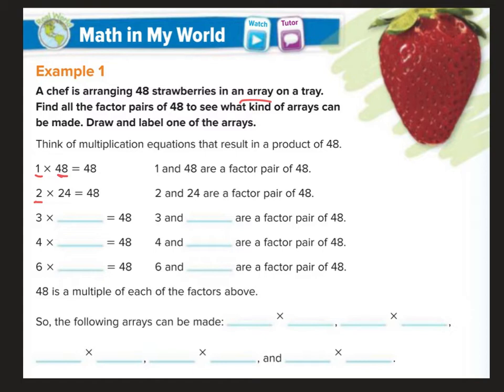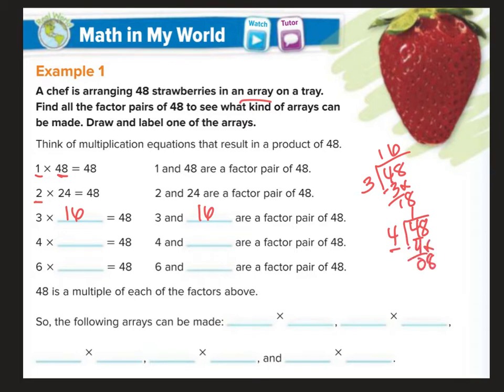About 3. Does 3 go into 48? Well, how could I figure that out? I could divide. 48 divided by 3. 4 divided by 3 is 1. 18 divided by 3 is 6. So 16. 3 goes into 48, so 3 and 16 are a factor pair. 48. Hopefully you're seeing this quick. 4 divided by 4 is 1. 8 divided by 4 is 2. 12. So 4 and 12 are factor pairs, and 6 and 8, we already know, are 48 as well.